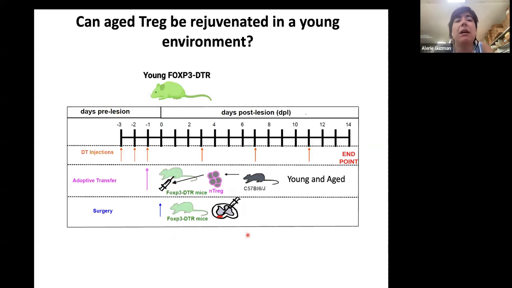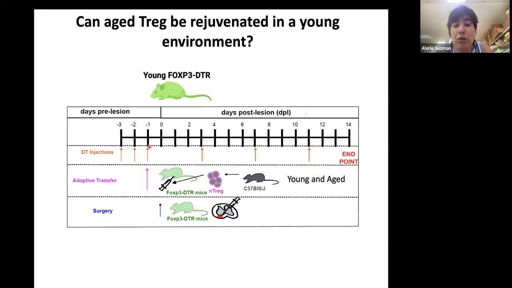So we next asked whether we can rejuvenate aged Tregs and restore their capacity to enhance myelin repair in the CNS. To do that, we moved to an in vivo experiment in which we took FOXP3-DTR mice. So for those that are not familiar with the mice, FOXP3 is a master transcription factor for regulatory T cells. And these mice express under the FOXP3 promoter 2 things: GFP, which allows us to identify endogenous Tregs as GFP positive cells, and also a diphtheria toxin receptor. So we could deplete the endogenous Tregs by giving diphtheria toxin at different time points.